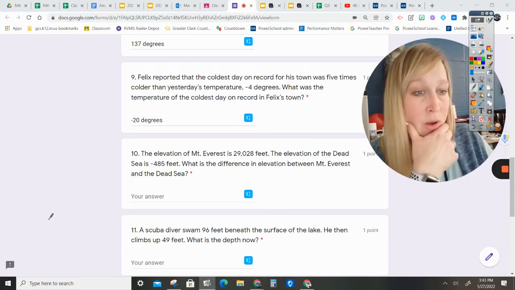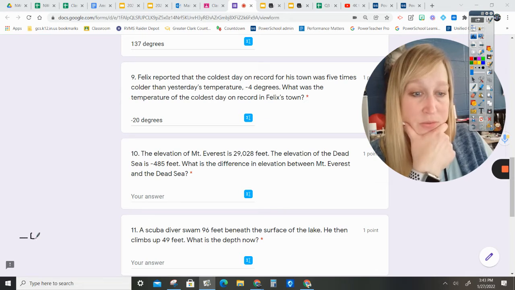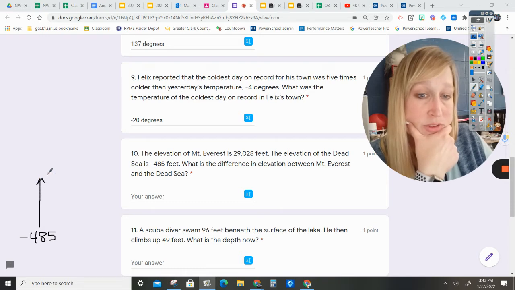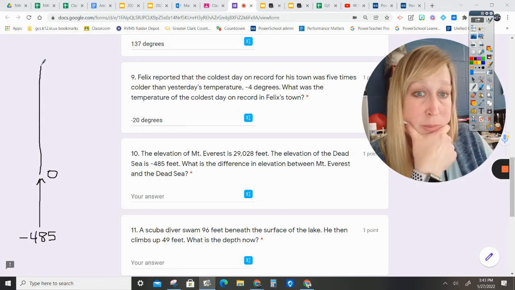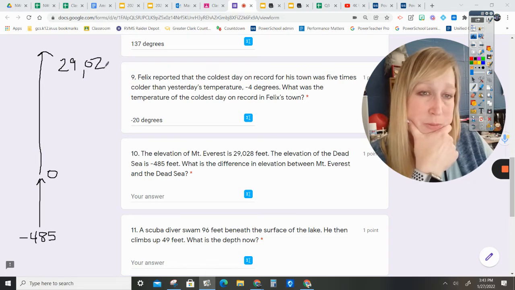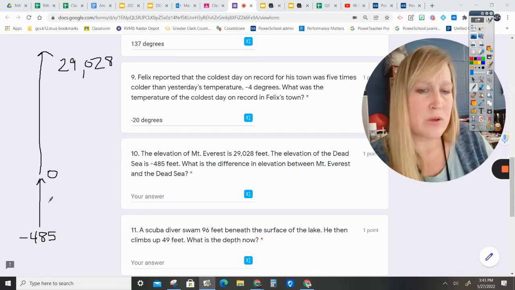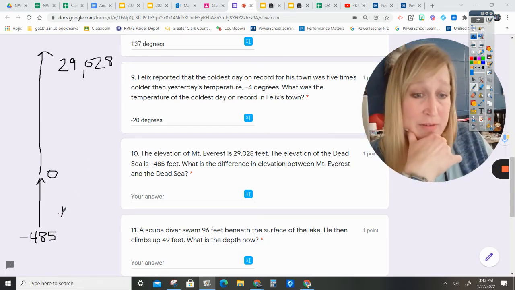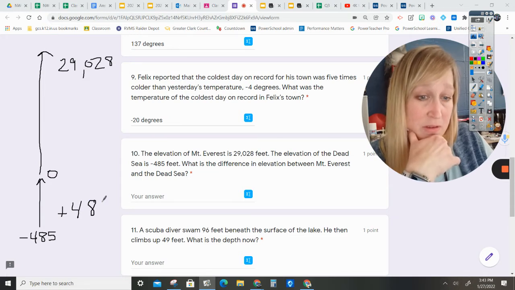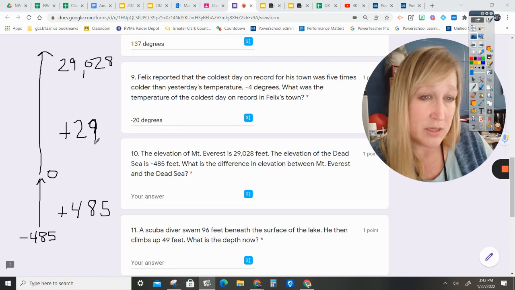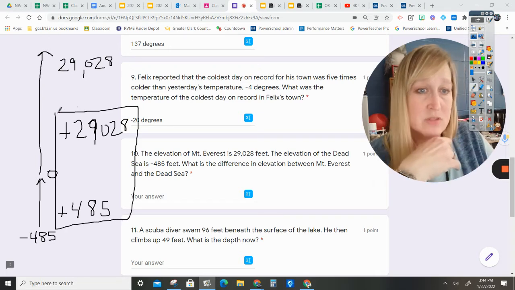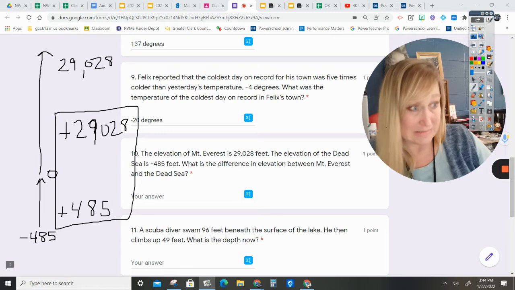So this is like that same problem. I'm going to have to go from -485 up to 0, and then all the way up to 29,028. So if I'm going up, this might be another way to look at it. I have to add 485, and I have to add the 29,028. So if I add those two numbers, maybe a little neater than what I did there.